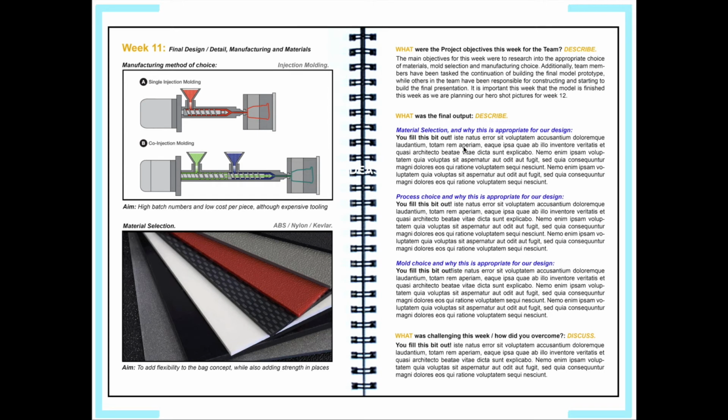So material selection and why this is appropriate for our design, process choice and why this is appropriate for our design, mold choice and why this is appropriate for our design. They don't have to stick to these titles if you don't want, but these are the kind of things we're looking for. So another week, in week say 12, you might be talking about unique selling point, for example, as well, and why that's important. And you can format this how you want, but this is giving us the detail behind the project. It's the part that makes it convincing that you've thought it well through. And again at the bottom, a little bit about what you overcame and what was challenging about the project.